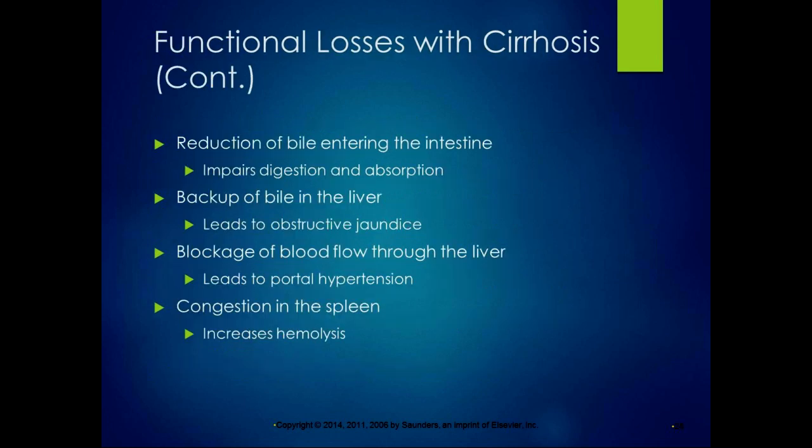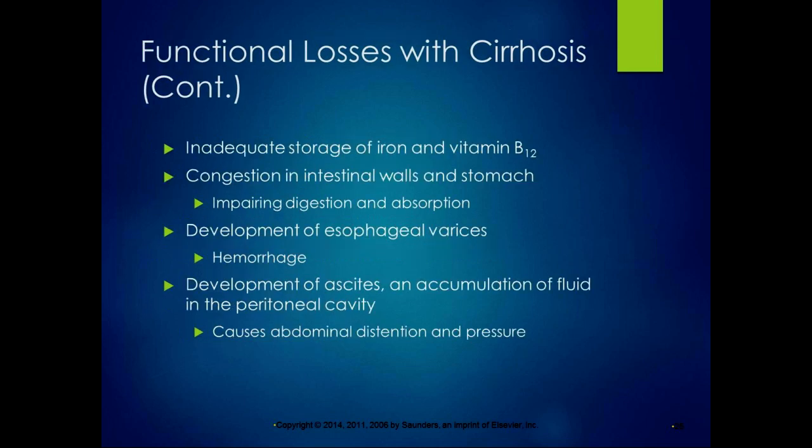So there's also a reduction of bile entering the intestine, so it impairs your digestion and absorption. There's the backup of bile in the liver, so that leads to obstructive jaundice. There's a blockage of blood through the liver, so that leads to portal hypertension. And there's congestion in the spleen, which leads to increased hemolysis and all of the associated effects of that. So inadequate storage of iron and B12, and that causes problems.